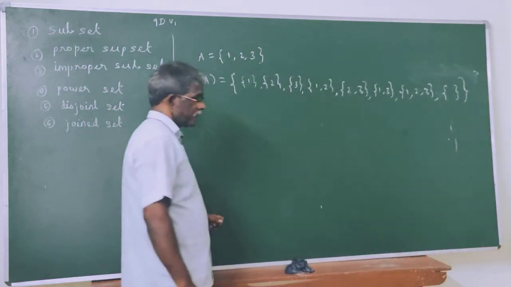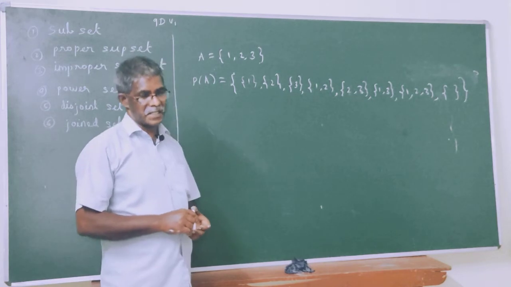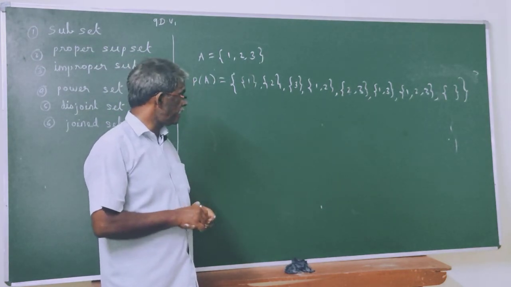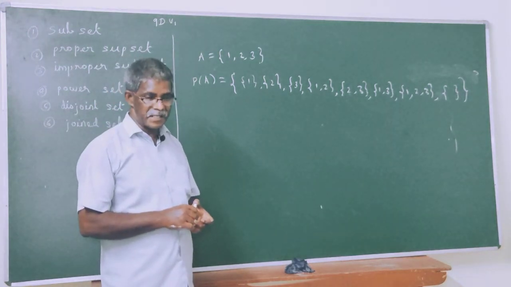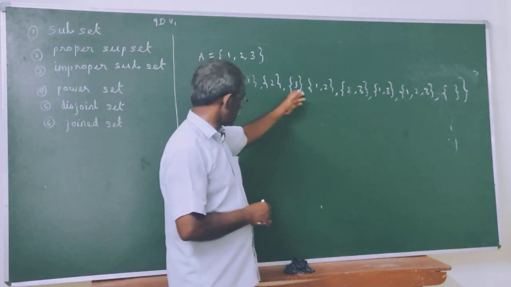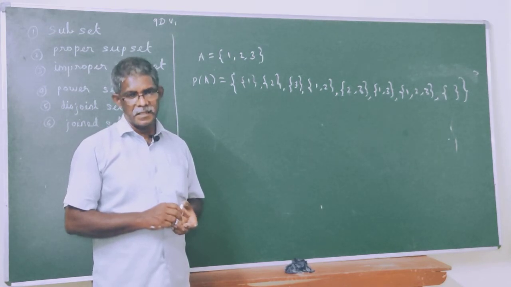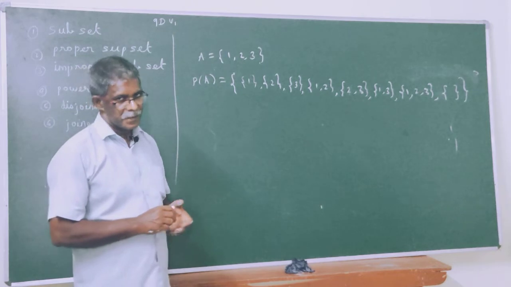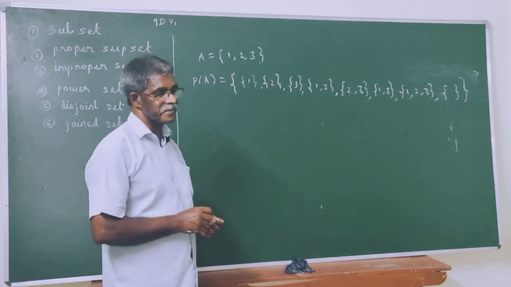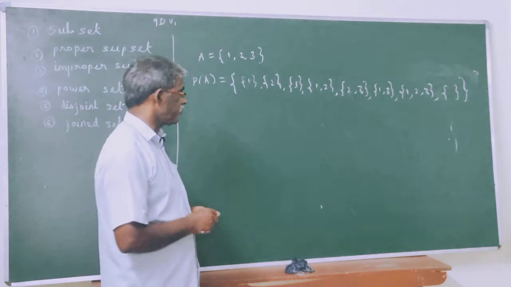So the power set of A contains all the subsets of A. All the elements of the power set are subsets of A. Here this is a subset of A, and this also, each element is a subset of A. So the collection of all the subsets is called the power set of A. The null set is also a subset of A.